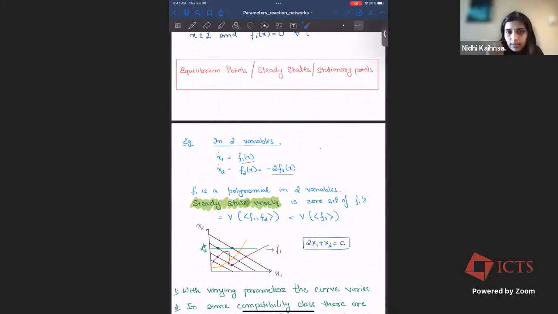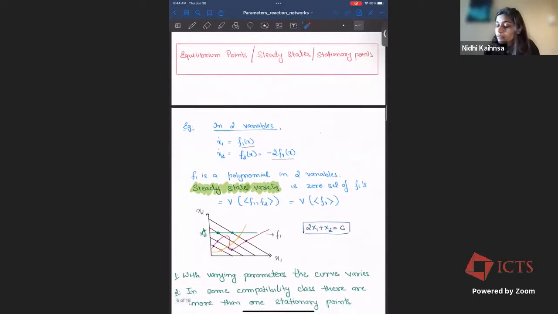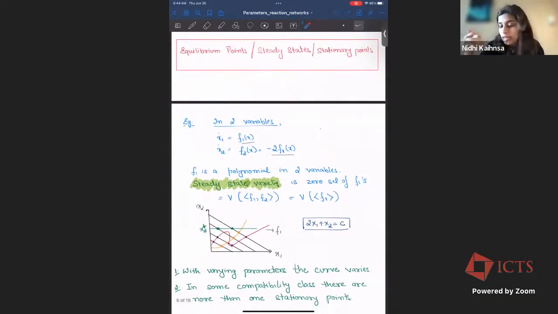Now, what my parameter does is change my curve. So with varying parameters, the curve varies. If the curve varies, my steady state variety varies, right? So it could be this curve, or maybe this red curve, or this yellow curve. Now, if you're paying attention, with varying curve, for this yellow curve, in every compatibility class, we only have one equilibrium point, right?